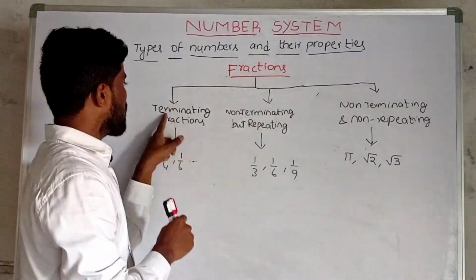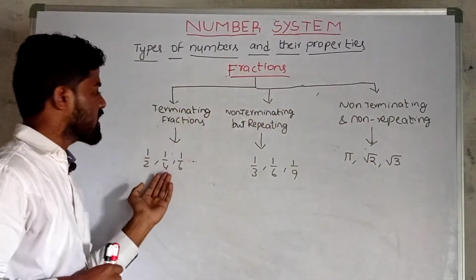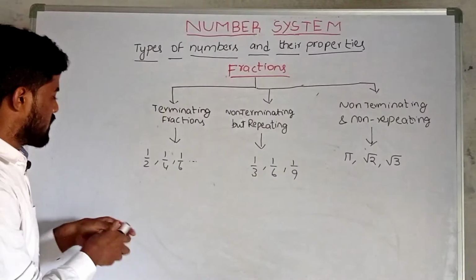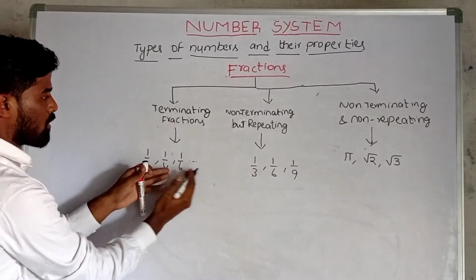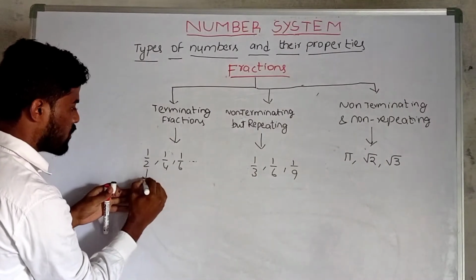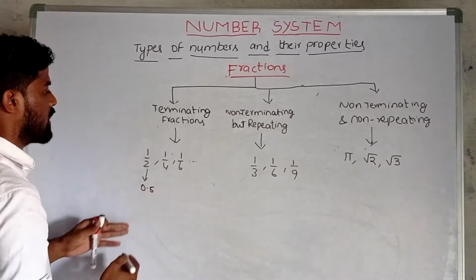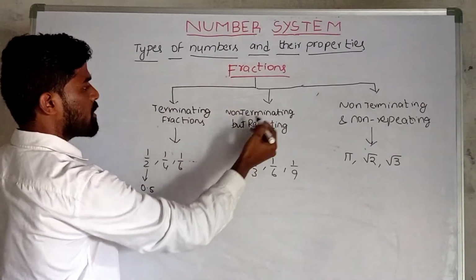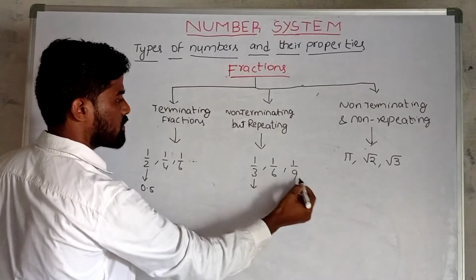Now we will discuss about these types of fractions. Terminating means the fraction has a perfect ending. Here terminating fractions examples are 1 by 2, 1 by 4, 1 by 6. If we take 1 by 2, it becomes 0.5. That means it has a perfect ending. Whereas non-terminating but repeating fractions, examples are 1 by 3, 1 by 6, 1 by 9.